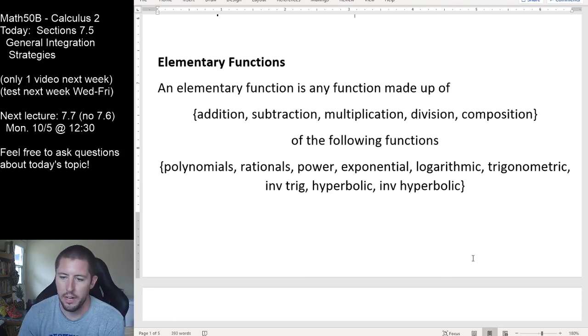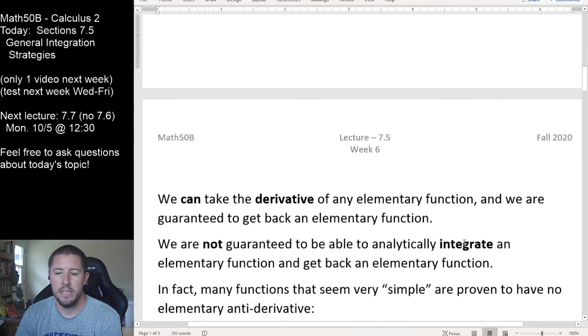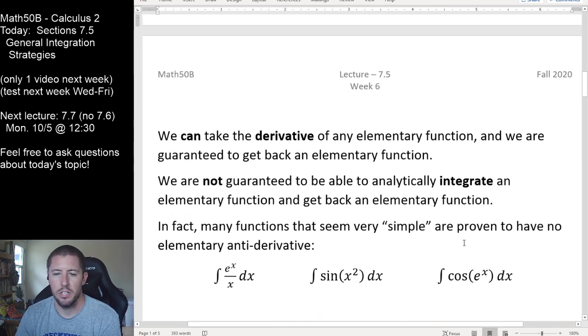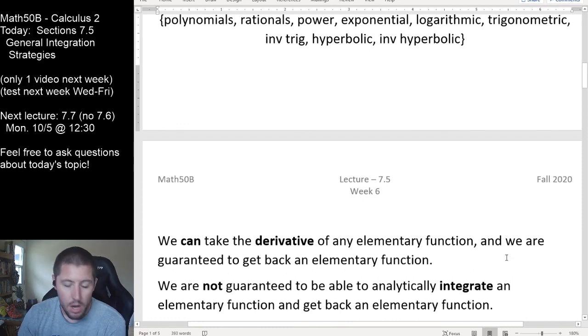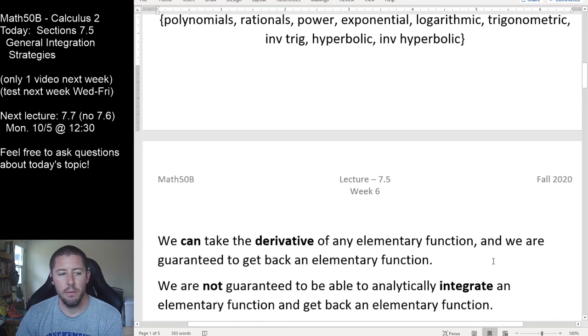The point is that an elementary function is essentially any combined way that you can put these functions together. In defining it, what we want to say is that we can take the derivative of any elementary function, and even better, we're guaranteed that the derivative of an elementary function is another elementary function. This gives us a guarantee on the manageability of functions and applying derivatives to them. On the other hand, we are not guaranteed to be able to analytically integrate an elementary function and get back another elementary function.